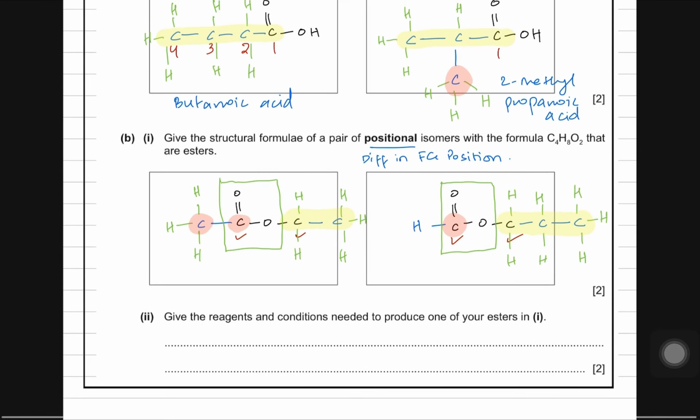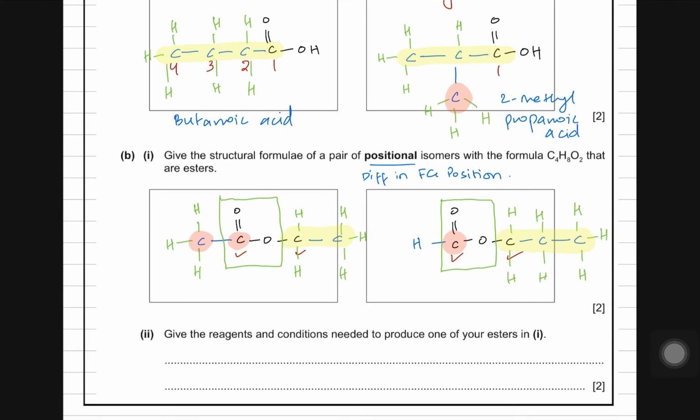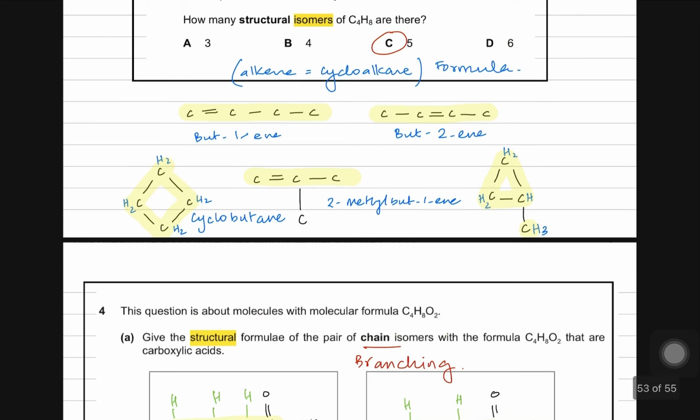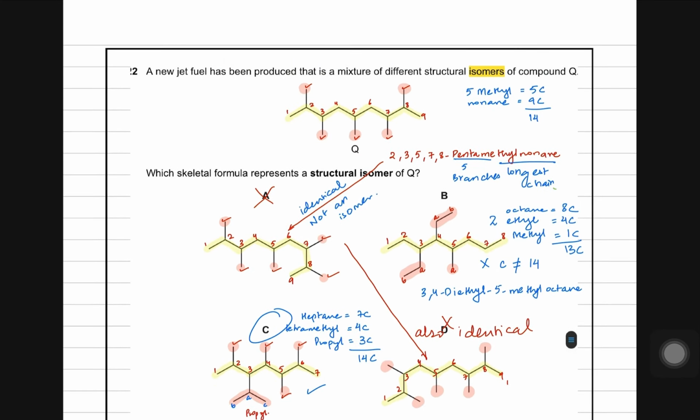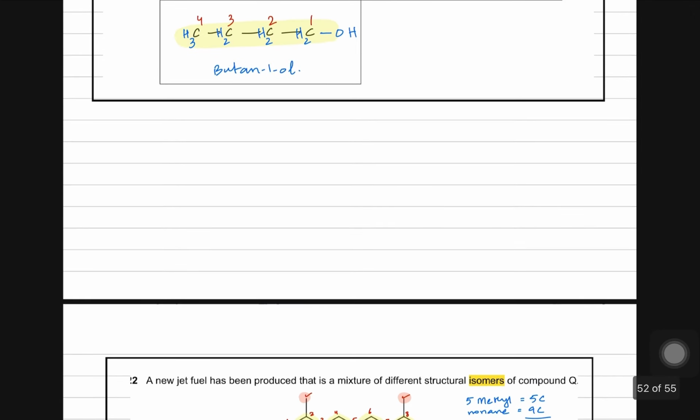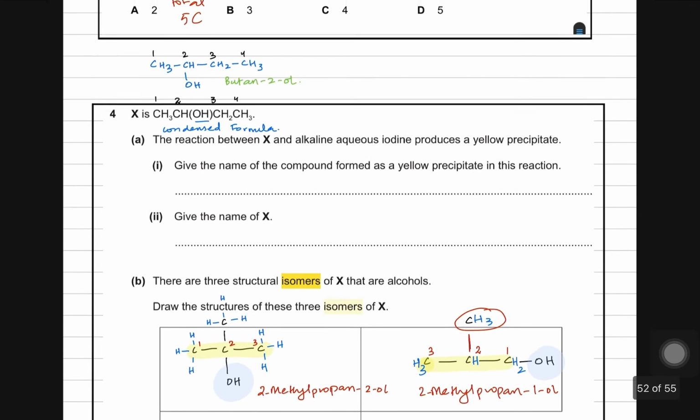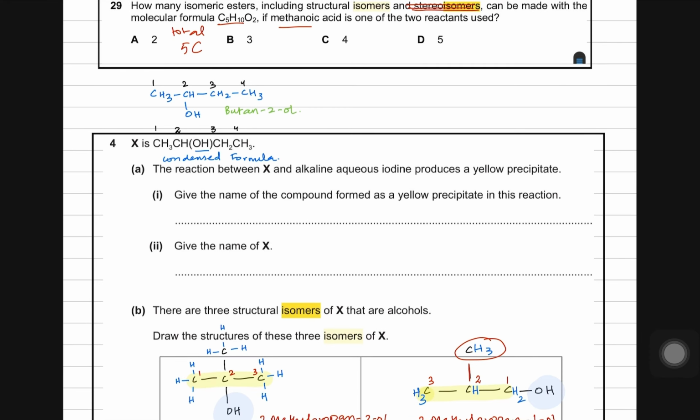In today's video, we tried doing some past paper questions, drawing position, structural, and other kinds of formulae to understand the idea of isomers. In the next video, we'll talk about geometrical and optical isomers.